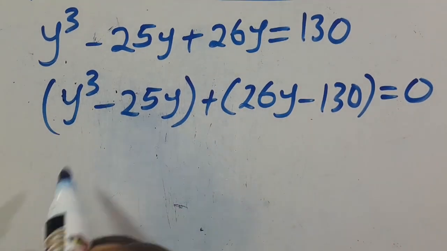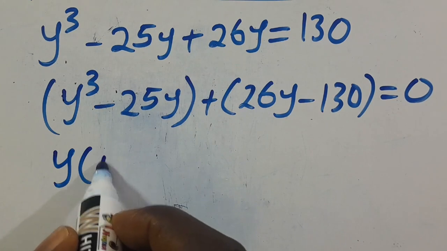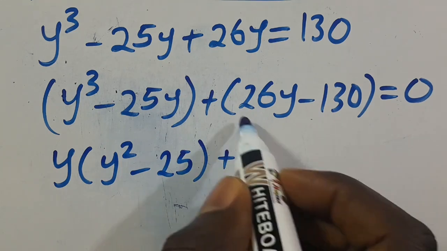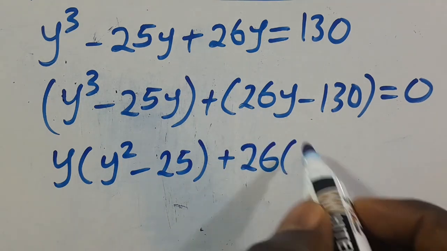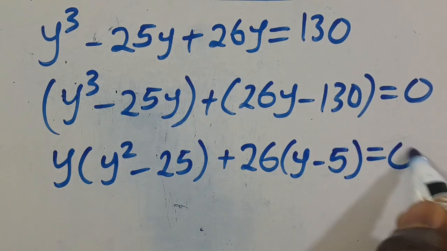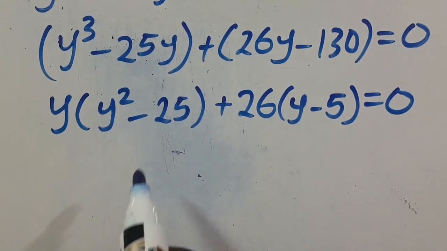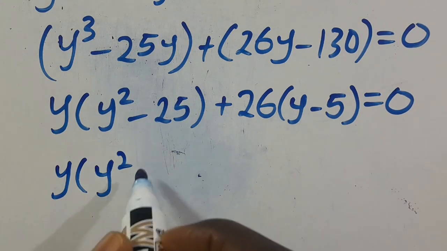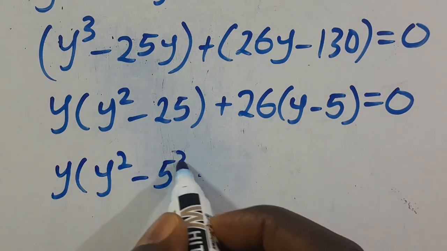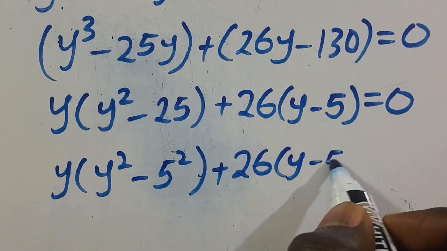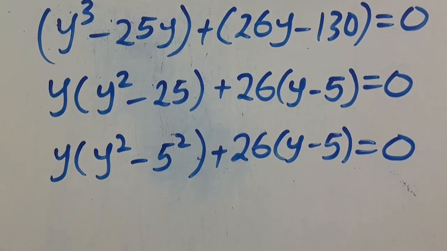I think y is common. We can factor it out as y. Here will remain y squared minus 25. 26 is also common here. We have 26, here will remain y minus 5. Then we set everything equal to 0. Let's write this in base 5 as y, outside the bracket, of y squared minus 5 to the power of 2, plus 26 into y minus 5, and we set everything equal to 0.